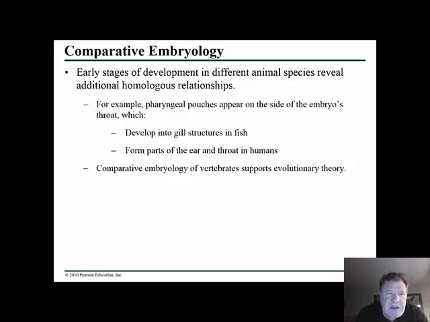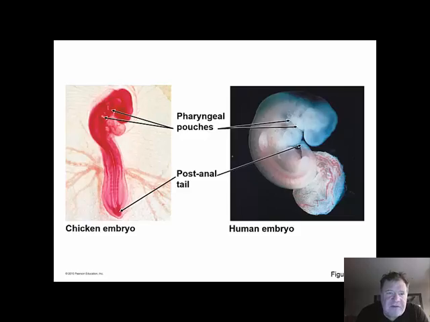When we look at this, for example, we have pharyngeal pouches. These appear on the side of many embryos, and these develop into gill structures in the fish and develop into parts of the ears and throats in human beings. So evolution is kind of a remodeling, and we use a lot of the same features, but sometimes they're used for very different things. And so here's a chicken embryo, here's a human embryo.